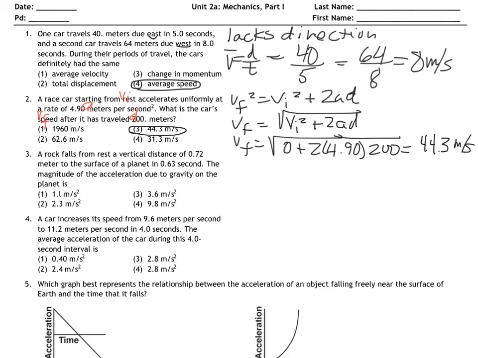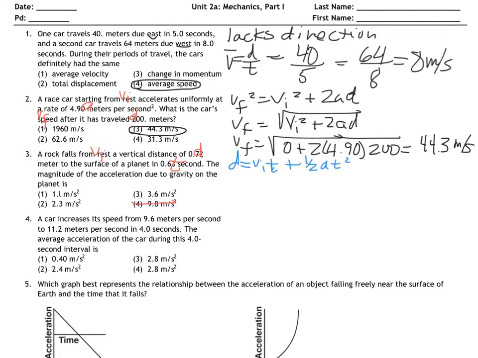All right, a rock falls from rest a vertical distance of 0.72 meters to the surface of a planet in 0.63 seconds. The magnitude of acceleration due to gravity on the planet. So just in case you were thinking, it is not 9.81, that's only the acceleration due to gravity on Earth. I want you to pause the video while you think of an equation, and I'll think of an equation that works as well, and I'll come back and solve it.